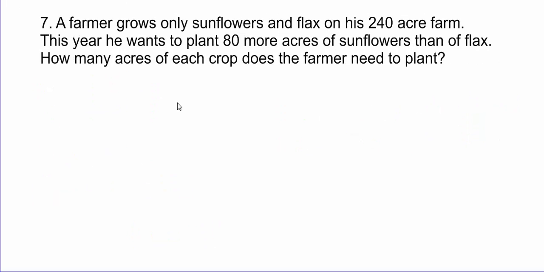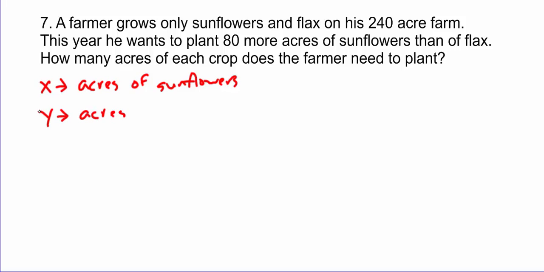Okay, all right, same setup here. This time a farmer problem. Hopefully you've been out to see some sunflowers this year. So we have a farmer growing sunflowers and flax on his 240-acre farm. And I kind of am going to skip the next sentence when I read and say how many acres of each crop. Okay, well I'm going to say X represents acres of sunflowers and Y represents acres of flax.